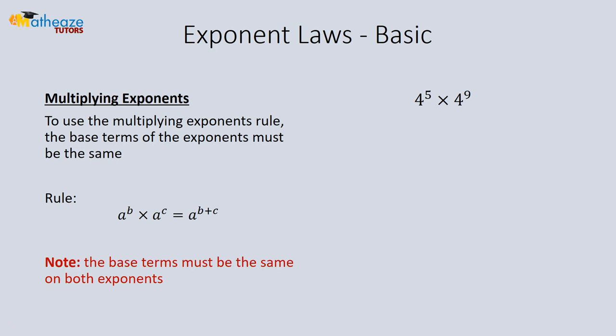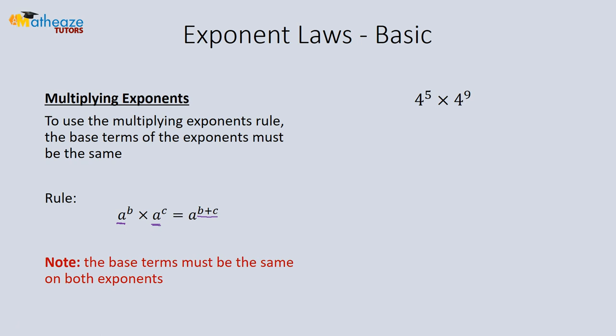Now let's look at multiplying exponents. Here's the rule: when you have an exponent that you want to multiply, so a to the power of b multiplied by a to the power of c, we can add the exponents. A very important thing to note, for this law to work, you have to make sure that the base terms are the same. In this case, we have a here and a here. Because of that, we can add the exponent terms.